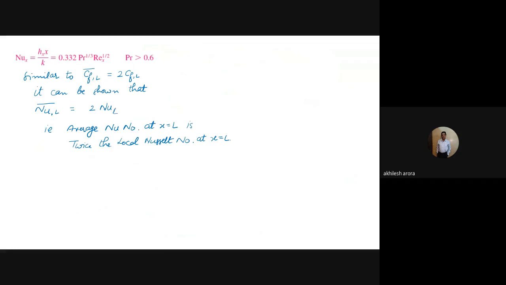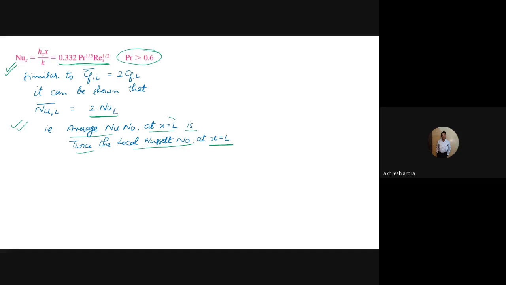Similar to this, the local Nusselt number is given by this value. We have this equation for the flat plate for Prandtl number greater than 0.6. We can also prove that the average Nusselt number at x equal to L is twice the local Nusselt number at x equal to L, that is, at the trailing edge.